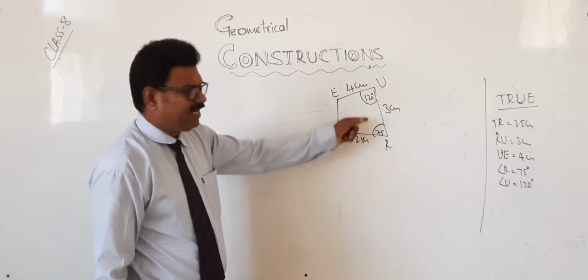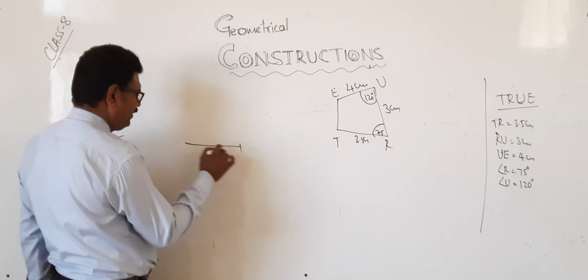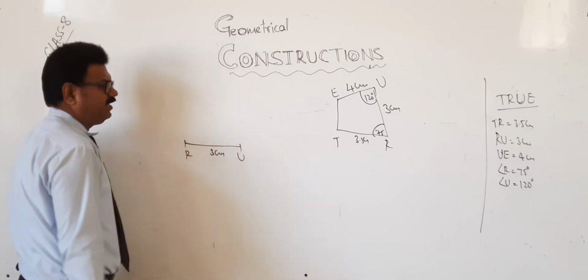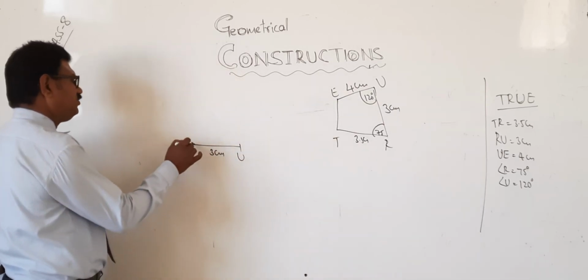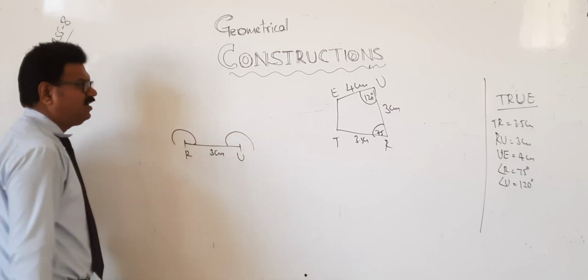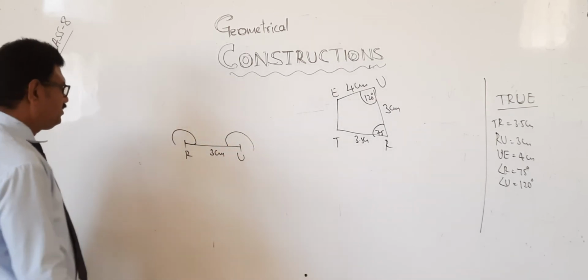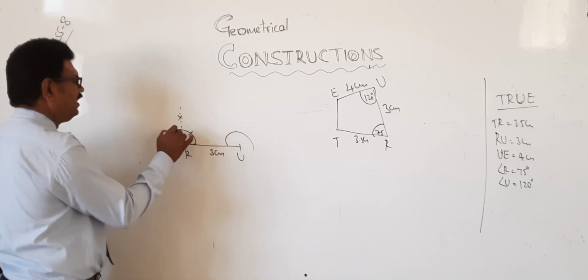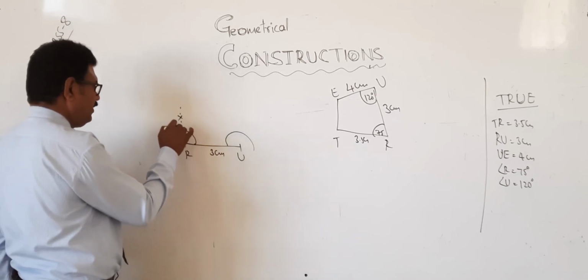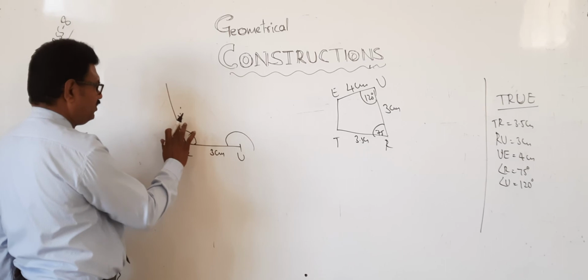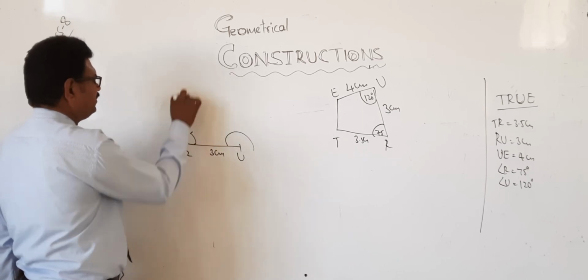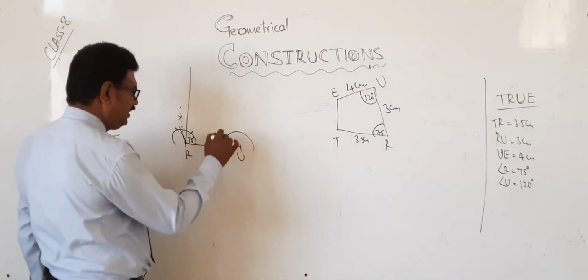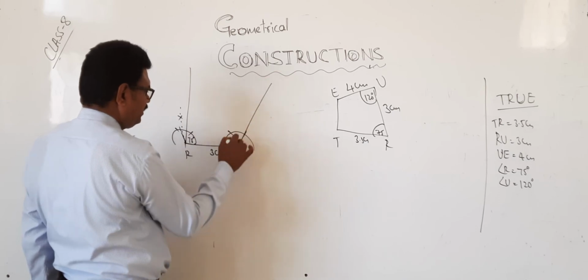So we will take RU as the base. How many centimeters? 3 centimeters. Now angle R. Immediately you should draw semicircles. Now 75: first we go to 105, it will be like this. No, sorry, 75. Yes, it is 75. Next, there, 120. Directly we can go to 120.